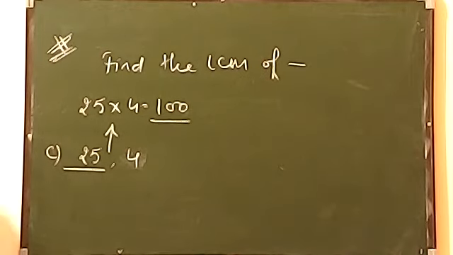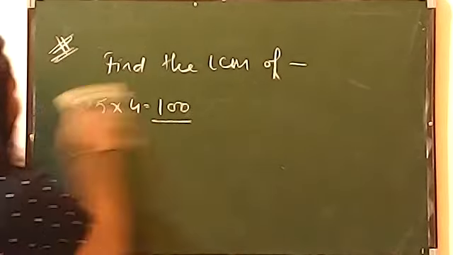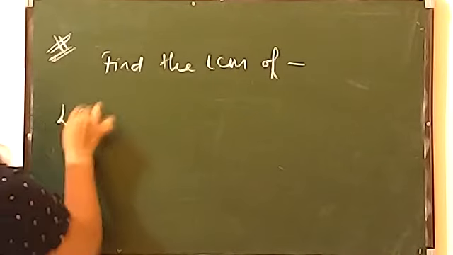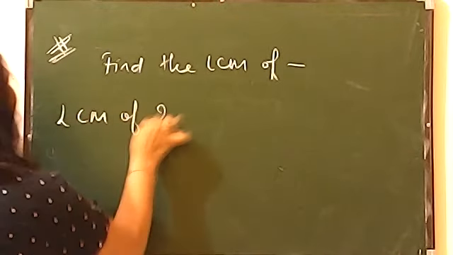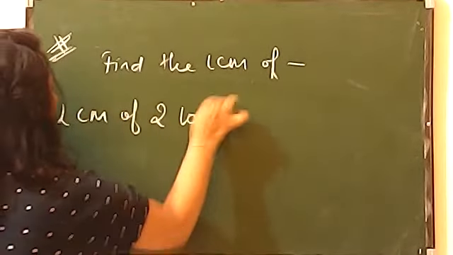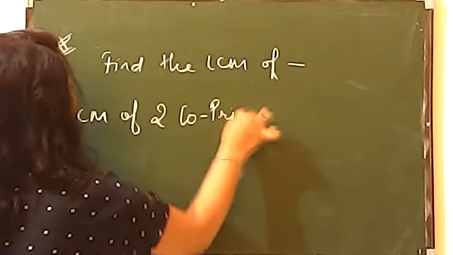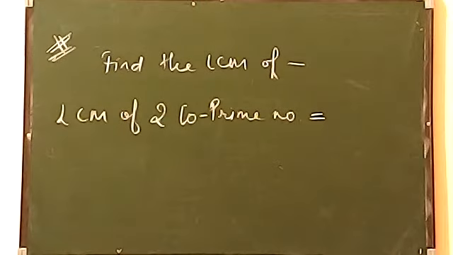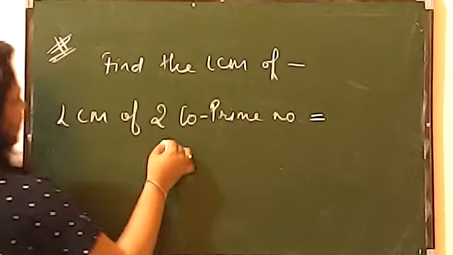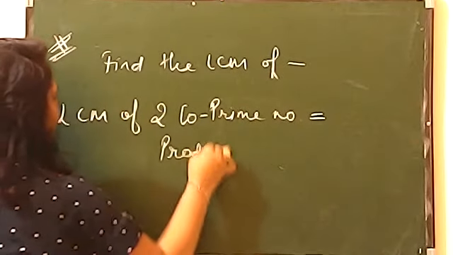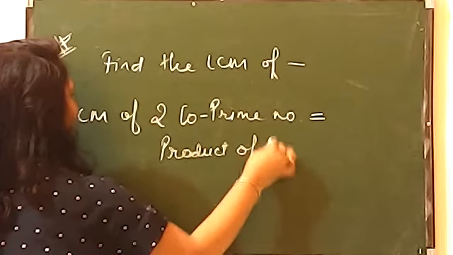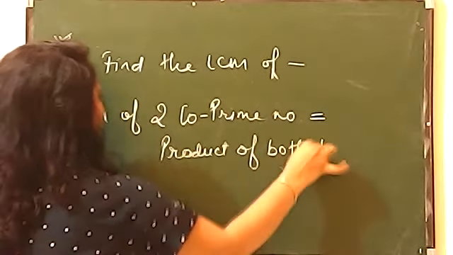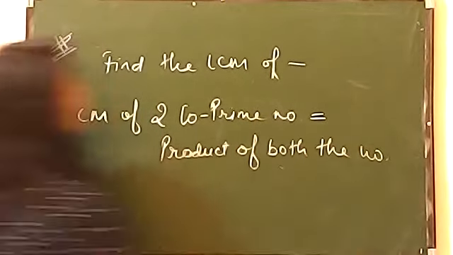So now the result of our property, which we have just done, is that the LCM of two co-prime numbers is equal to what? Tell me. Is equal to what? Their product. Absolutely. Product of both the numbers.